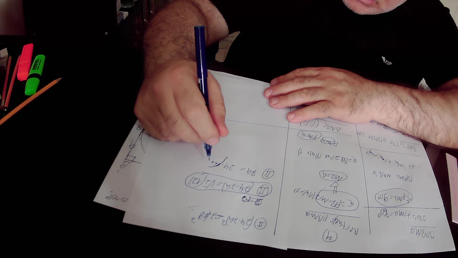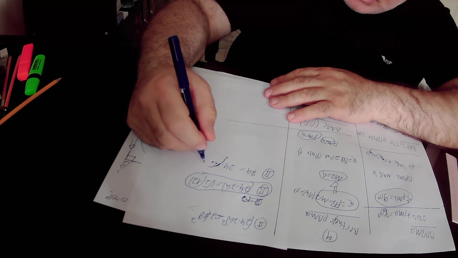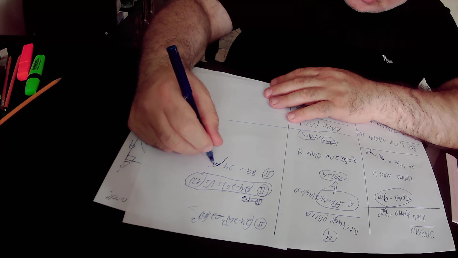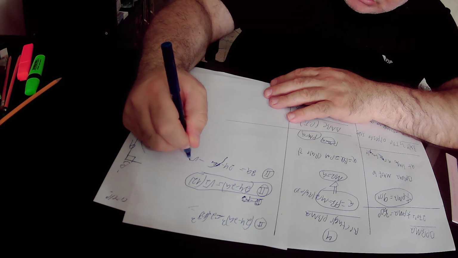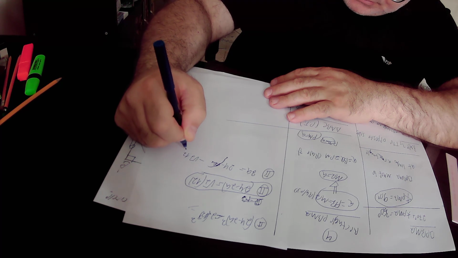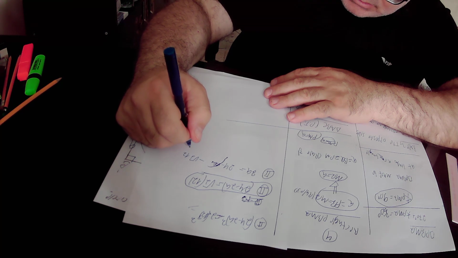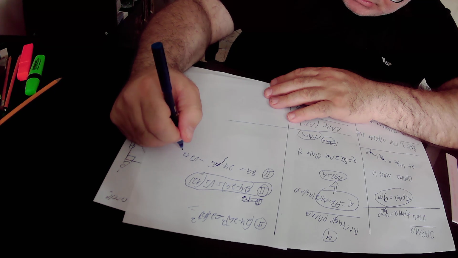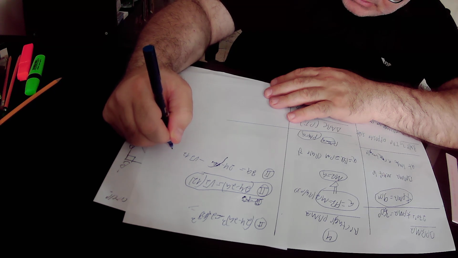So we found out that 2a equals 24 minus the square root of 2 times 12. And we divide equation number 2 by 2.